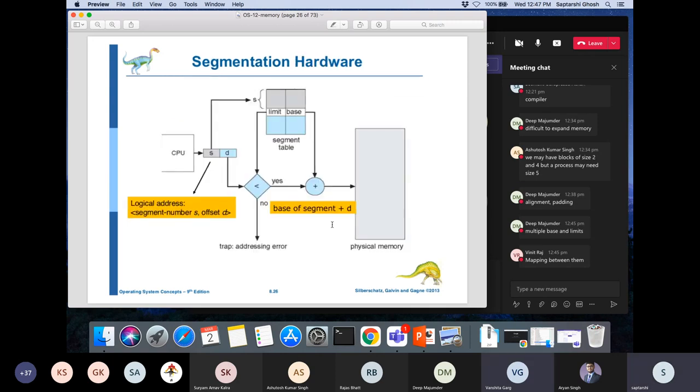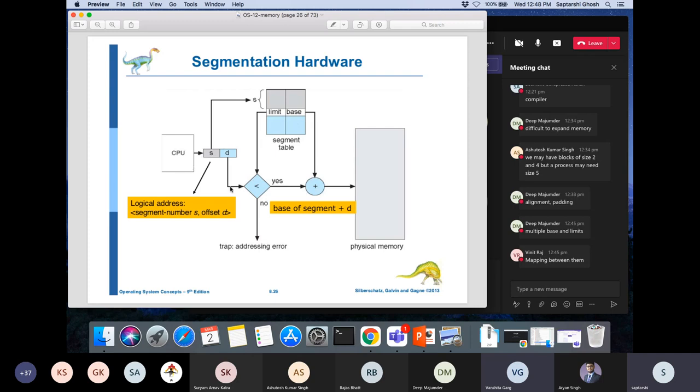So this picture would make things clear. The CPU generates an address, this two tuple, right? Segment number S and offset D. Offset is within the segment, which exact data point we need to access. Now, there is this segment table being maintained. Every entry of this segment table contains the base address of that segment, the starting address of that segment, and the limit, which is the length of that segment. Okay. There are other fields. For simplicity, they are not shown here, like protection bits, etc.